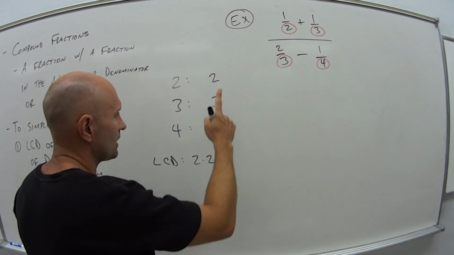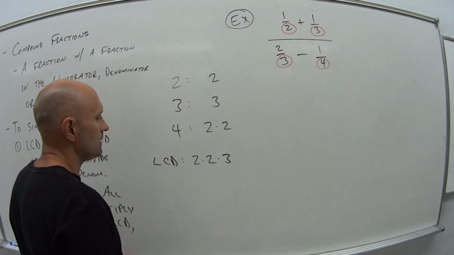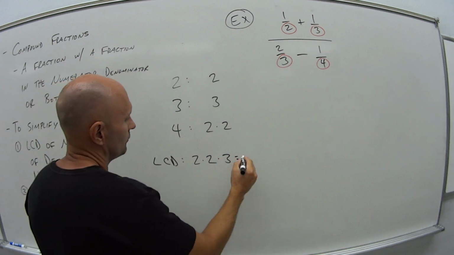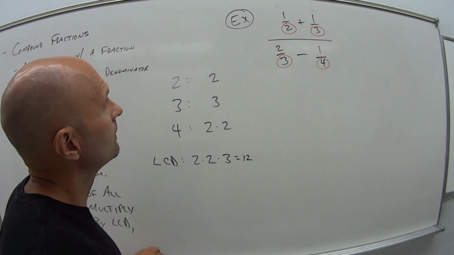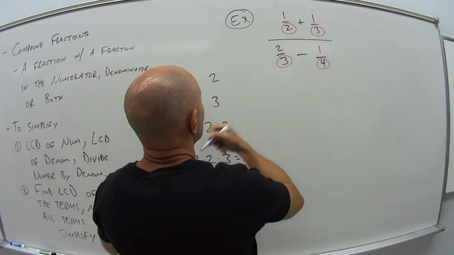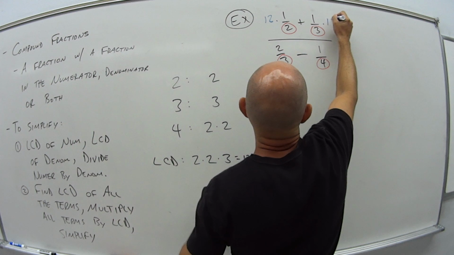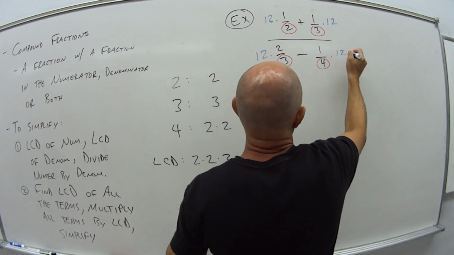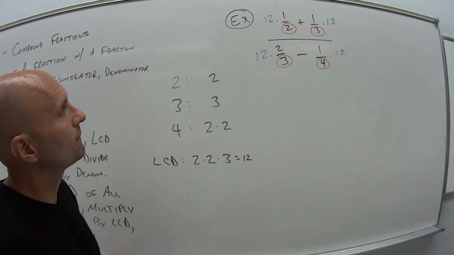What's the most number of times it appears? It's 1 from here, so I need it 1 time in my LCD. So my LCD would be what? 2 times 2 is 4, times 3 is 12. So 12 is my LCD. So by option 2, to simplify this, I'm multiplying everything by 12: 12 times that, 12 times that, 12 times that, and 12 times that. Multiplying every term by 12.